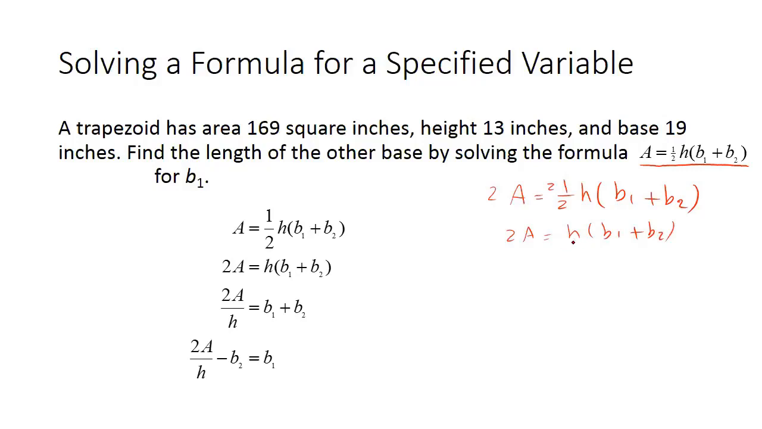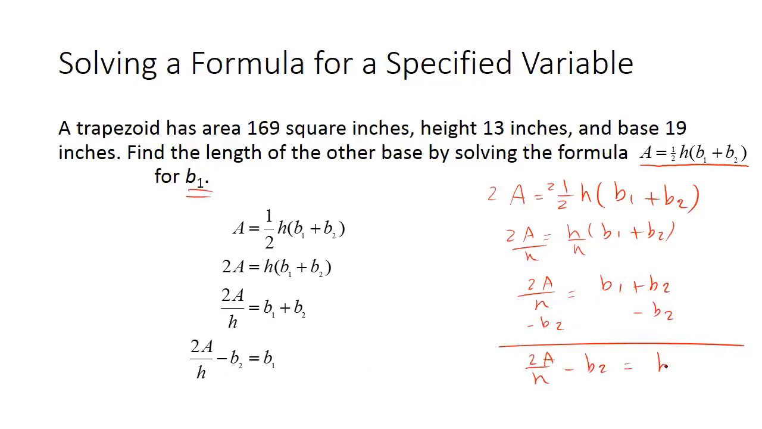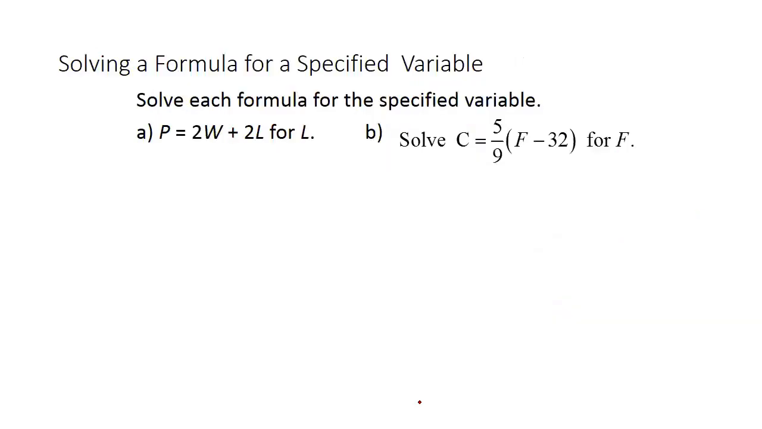Here, if I divide both sides by h, I can eliminate the coefficient, so it'll be b1 plus b2. Remember, we're solving for b1. So if I subtract b2 from both sides of the equation, I'm done. We get 2A over h minus b2 is equal to b1. So that's how you solve for one variable in terms of the other. And then if I give you the values for each of those, I can calculate it.